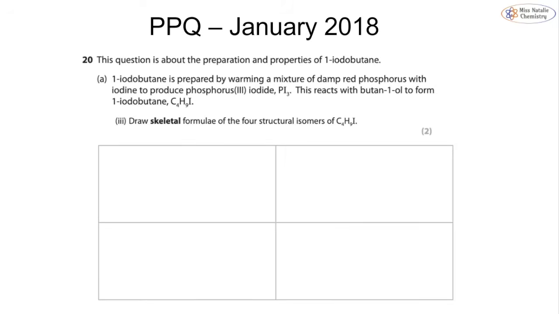Now the 1-iodobutane, as we said, has been formed, but we can actually draw 4 different structural isomers of this. Now we're in the previous one talking about the iodobutane, but we can also, of course, have it as different structural isomers. So the first one is going to be very simply carbons 1, 2, 3, 4 connected to an iodine.